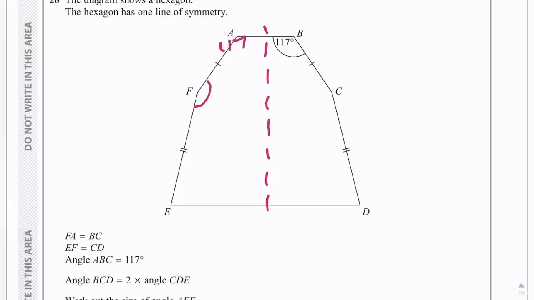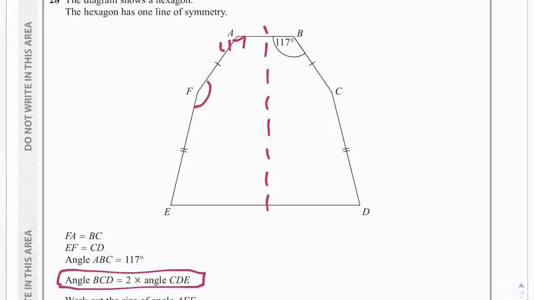It says angle ABC is 117, that's given to us on the diagram, and it says BCD is double CDE. So that's this piece of information here, but we don't actually know what those angles are, so we're going to have to use a little bit of algebra here, or perhaps we could use some ratios. I'm going to decide to use algebra. Again, you could use a bit of trial and error, but I think this is a little bit easier.